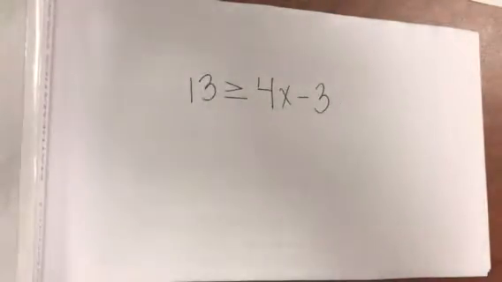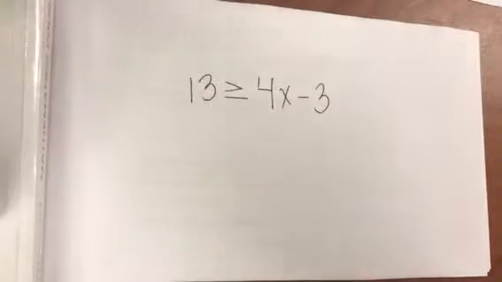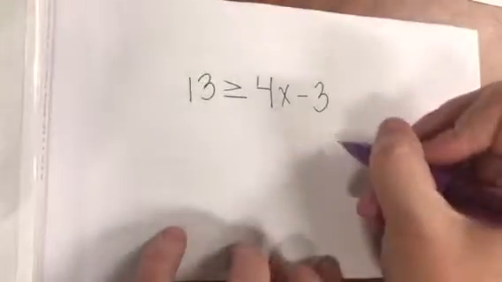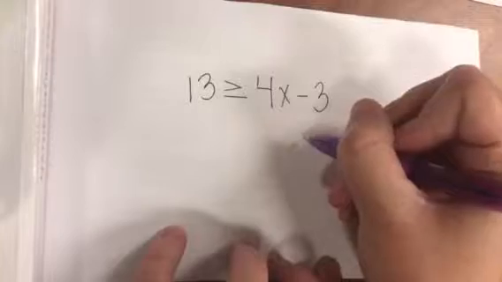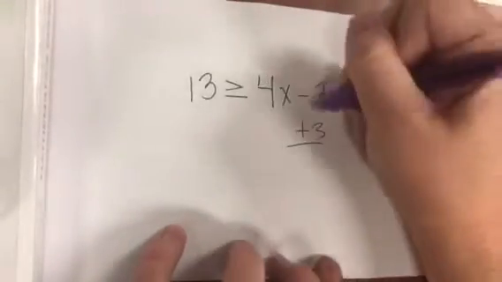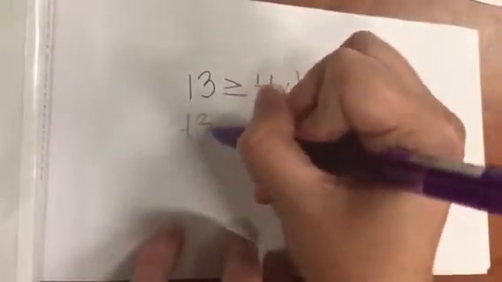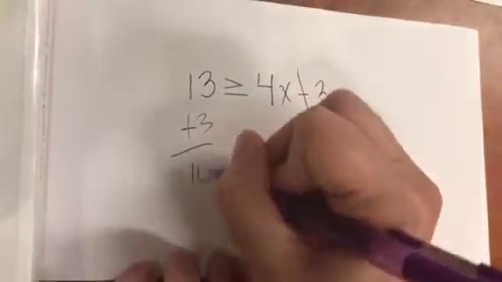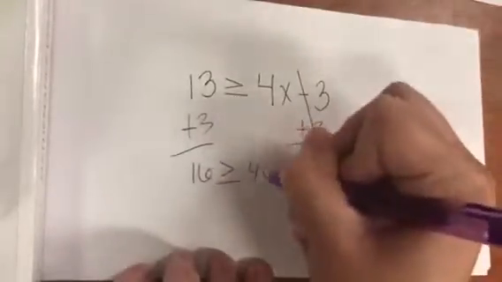We have 13 is greater than or equal to 4x minus 3. So, what is step 1? You all do it differently than me. Step 1 would be to get rid of your constant. So, I'm going to add 3, and then I'm going to add 3 here. What is 13 plus 3? 16. 16 is greater than or equal to 4x.